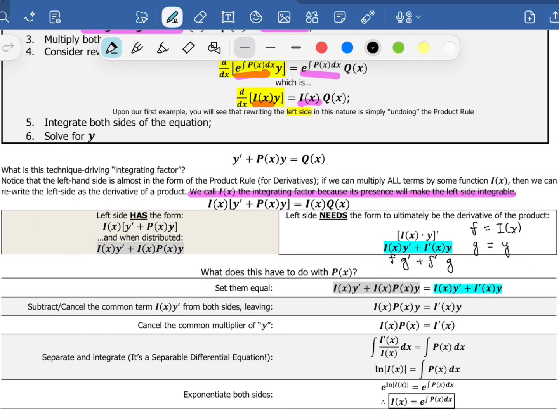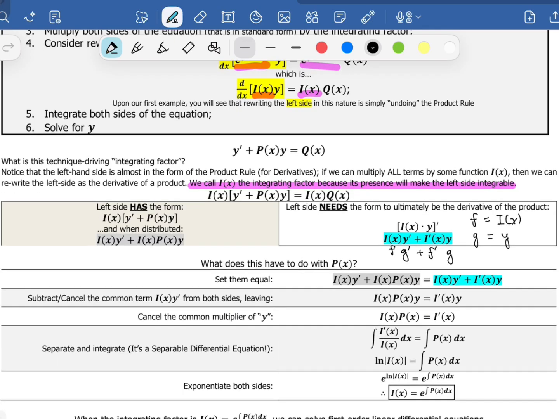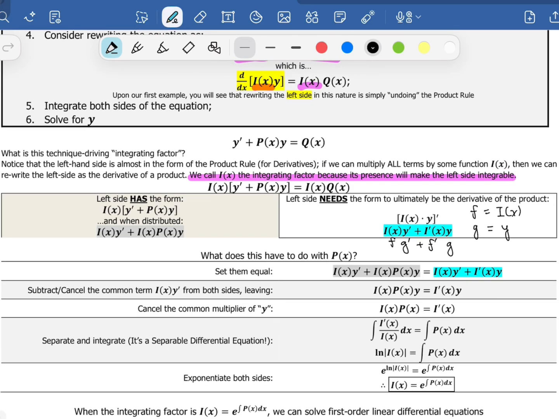But what does this have to do with p of x? Why is there a p of x in the integrating factor? Well, if you set both of these equal and you cancel out I of x y prime because it's on both sides, you're left with I of x p of x y equals I prime of x y. We're going to cancel out the y's again since they're on both sides. And we see that we end up with a separable differential equation, which we can just integrate on both sides.